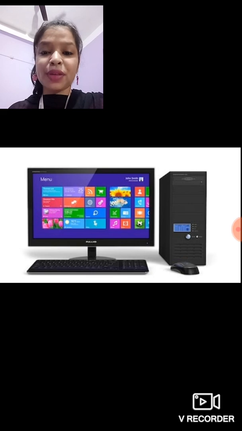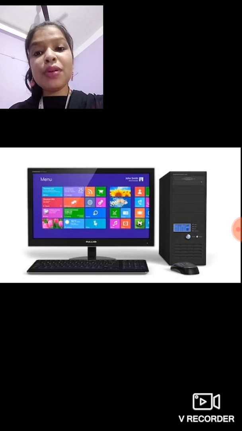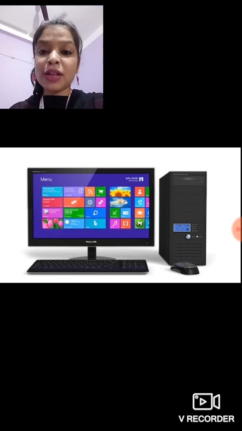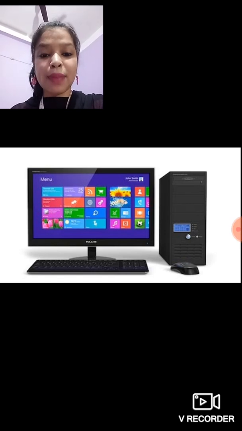Here is a proper image of a desktop. You can see the keyboard, the mouse, the monitor and the CPU. What do you mean by CPU? CPU means Central Processing Unit. And there is a mouse. The small black box is known as the mouse.